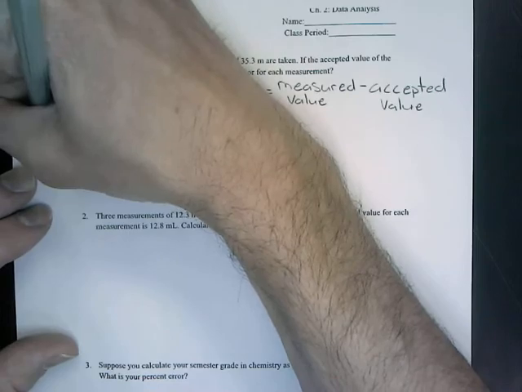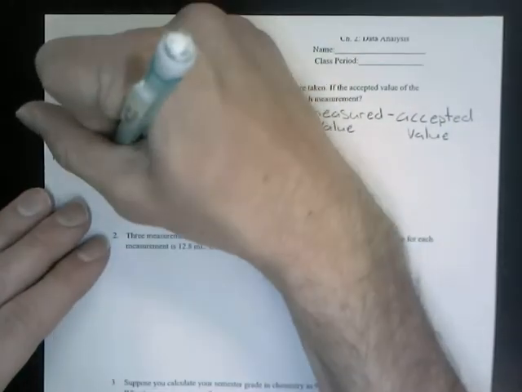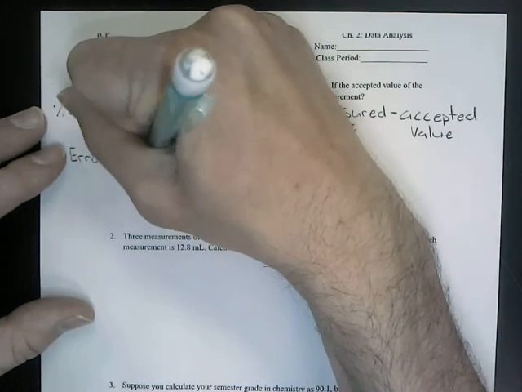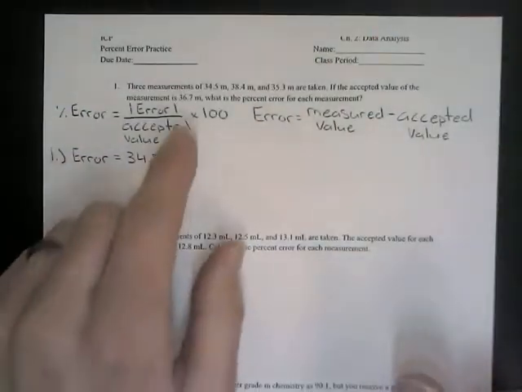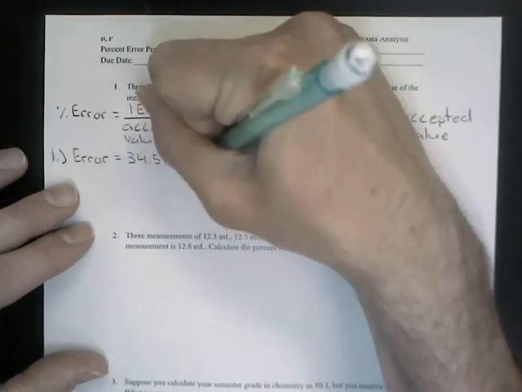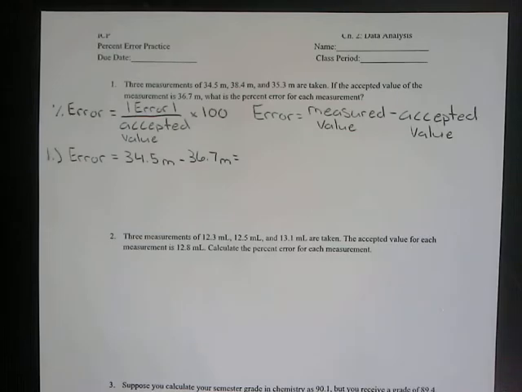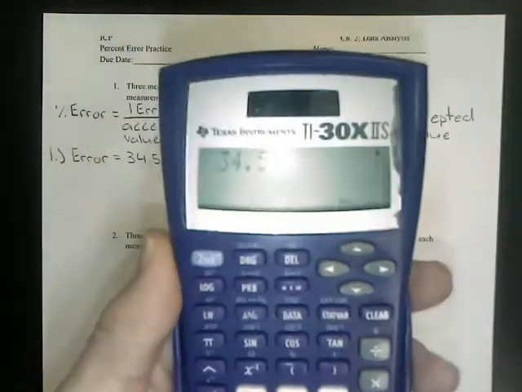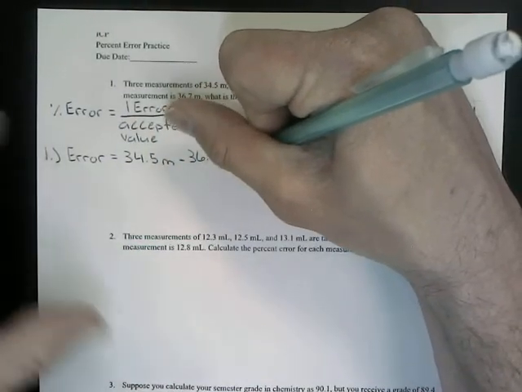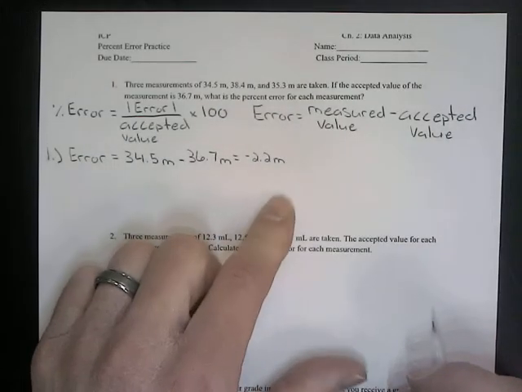So the error in measurement one is going to be the measured value, which is 34.5 meters, minus the accepted value of the measurement, which is 36.7 meters. So we put that into our calculators here. And so we have 34.5 minus 36.7. We press enter and we get negative 2.2 meters. Now again, don't worry about the negatives because our formula will work that out.